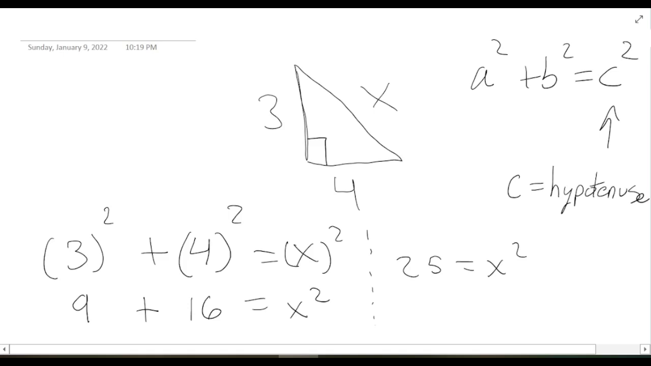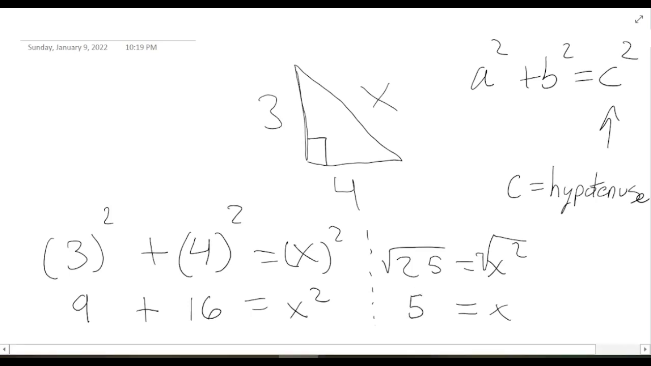Now that we have our number, we only have one number here, 25 is equal to x squared. In order to undo this, in order to get rid of this exponent, this 2 right here, all we have to do is take the square root. If we find the square root of x squared, that'll eliminate the 2, and we'll just be left with x. And then we have to square root 25. Luckily, in this case, the square root of 25 is actually 5.